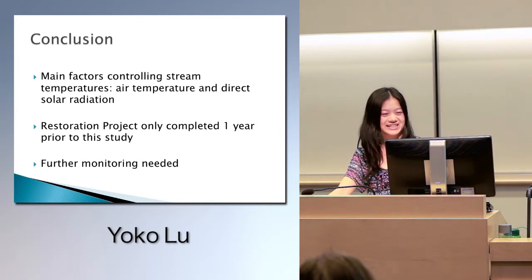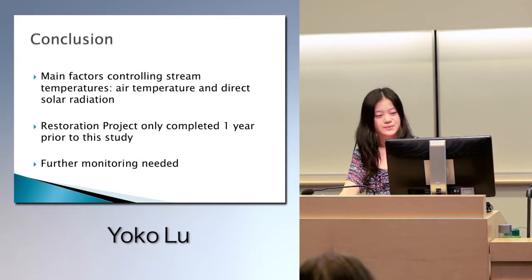So for conclusion, we need to see air temperature and direct solar radiation to see how they affect the salmon. And because the project was only 1 year, it was not enough. So more monitoring was needed, and more study should be done if it's allowed.